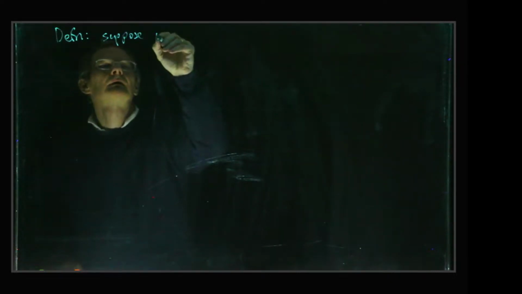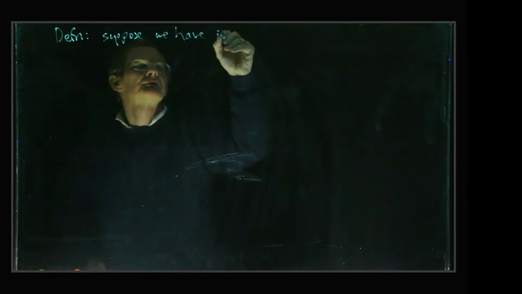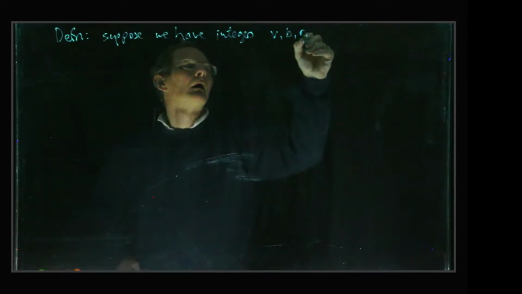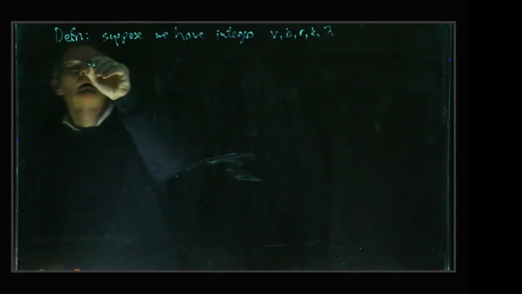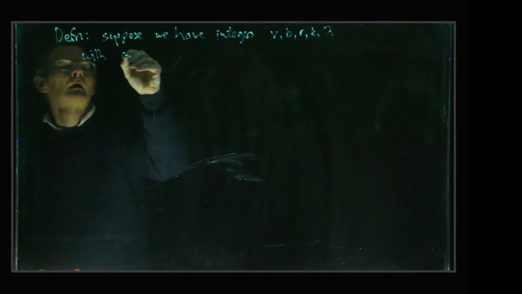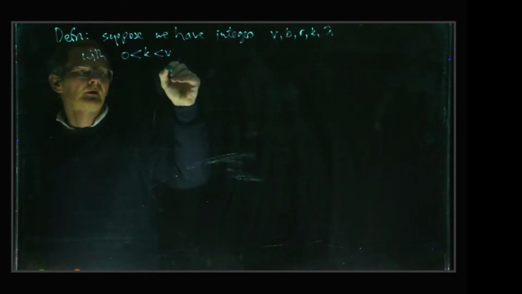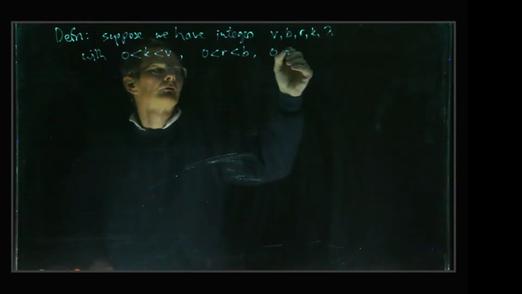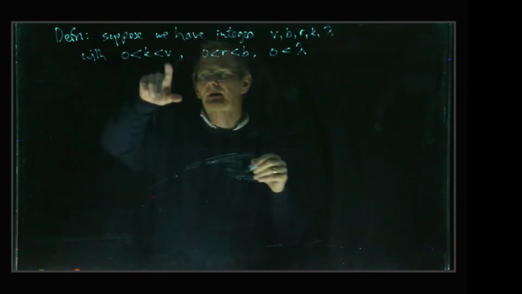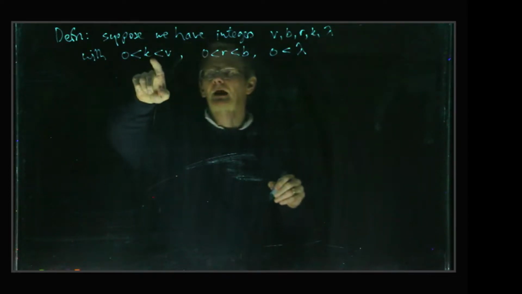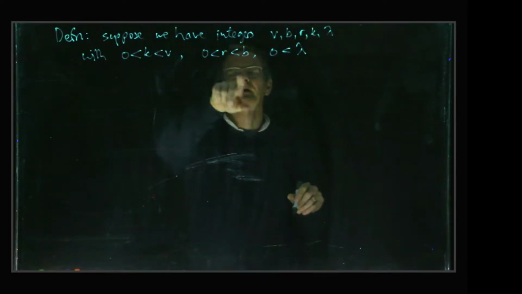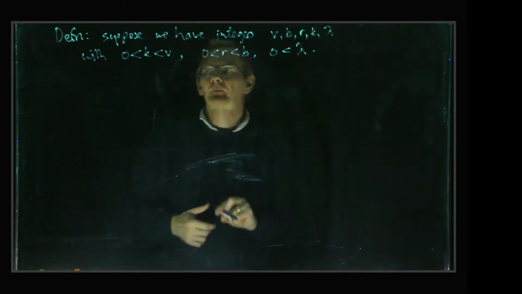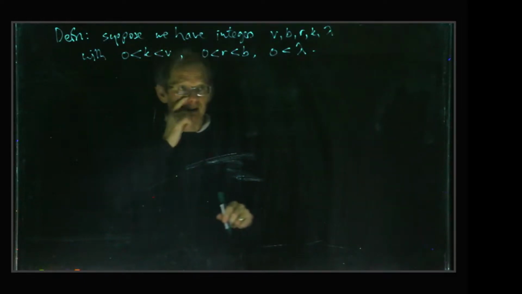Suppose you have integers v, b, r, k, lambda with 0 less than k less than v, 0 less than r less than b, 0 strictly less than lambda. So in particular, k's got to be at least 1, v's got to be at least 2, r's at least 1, b's got to be at least 2. Okay. Suppose you've got numbers like this.